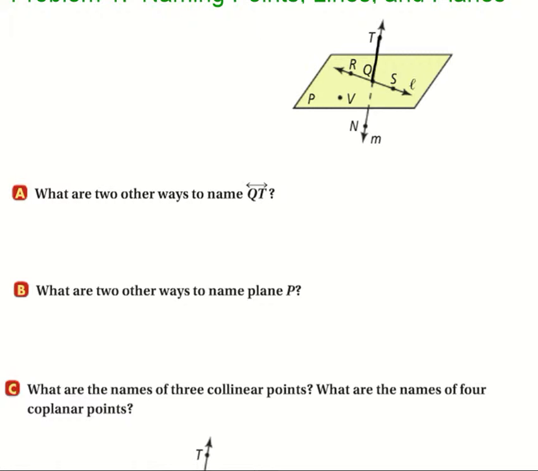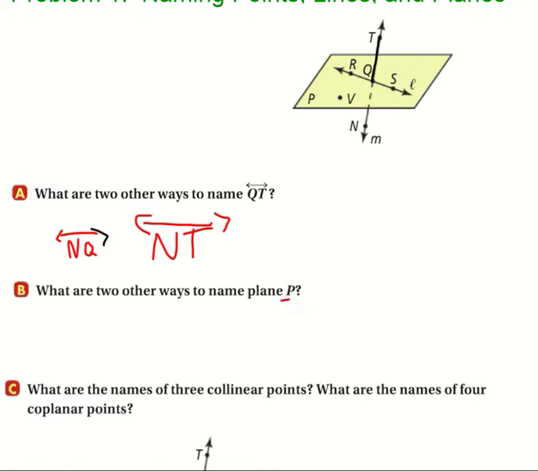Well, Q and T lie on that line, but so does N, so we can call it NQ. And don't forget to do your double arrow on the top. We could also call it NT. Make sure those are capital letters and we put that double arrow on it. So those are 2 ways to name that line.